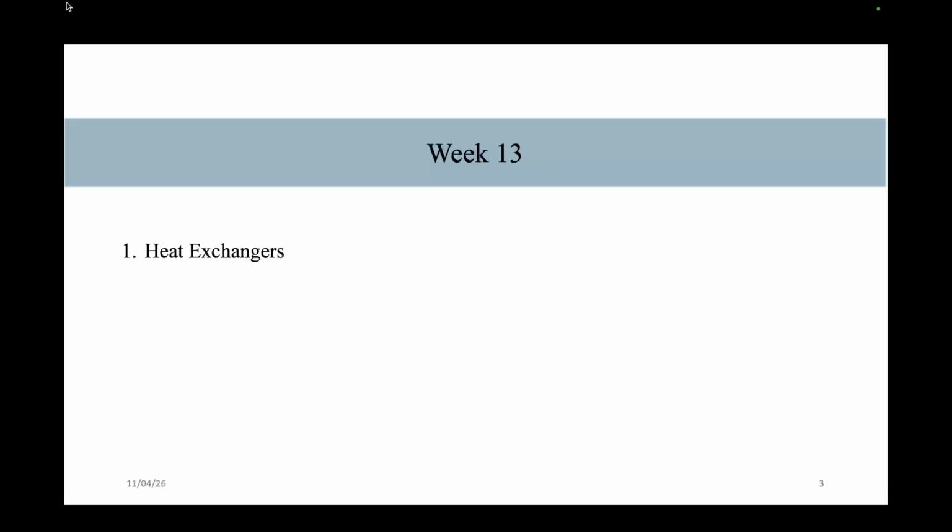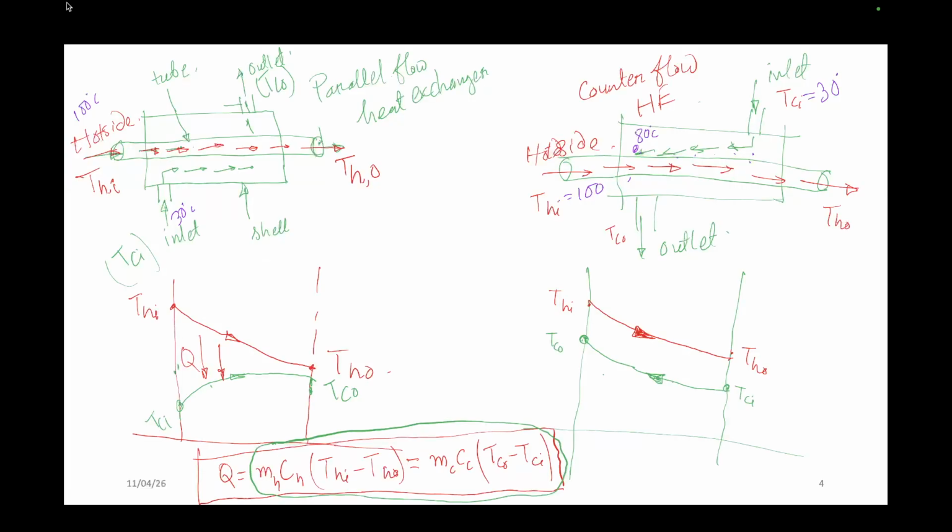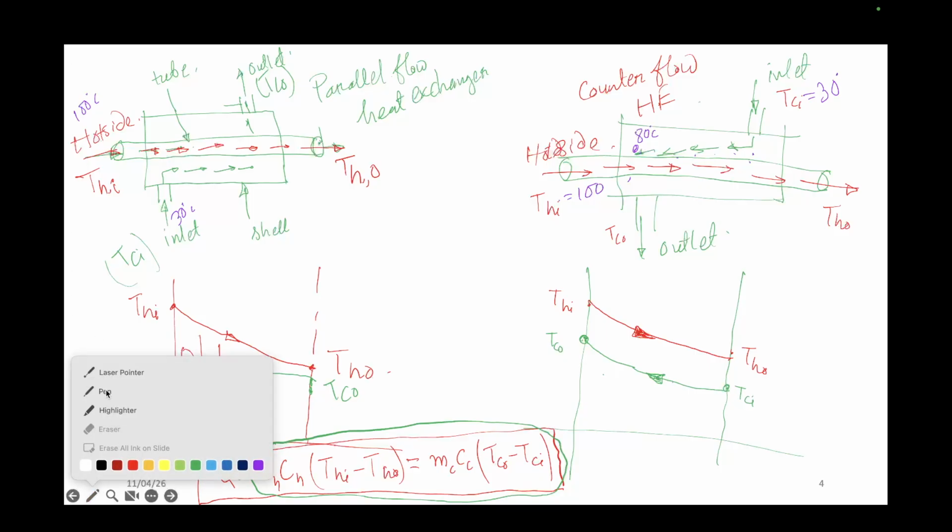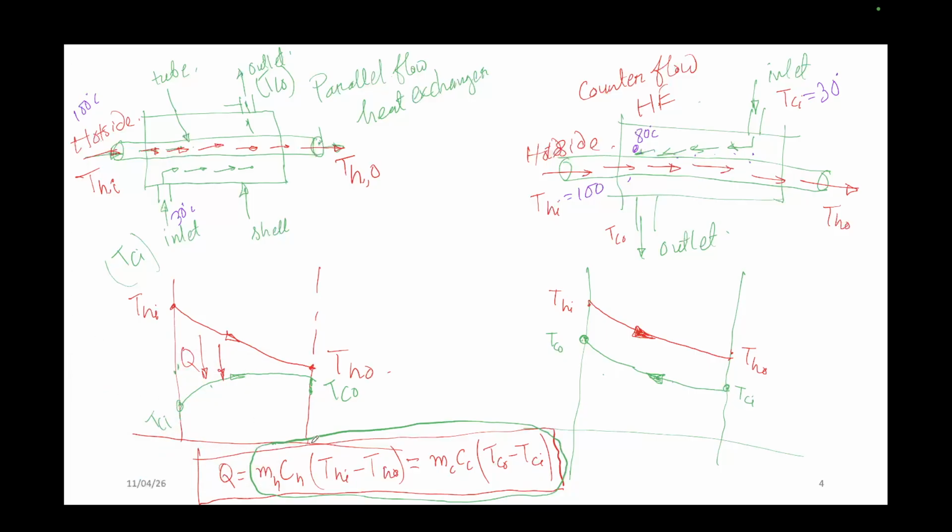First we will recap what we discussed in the earlier classes. We discussed the parallel flow heat exchanger, where the fluids on both the hot side and the cold side flow in the same direction, and this is the chart we discussed in the last class. This chart is for parallel flow, and for counter flow this is the temperature profile.